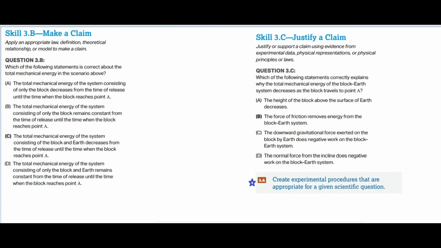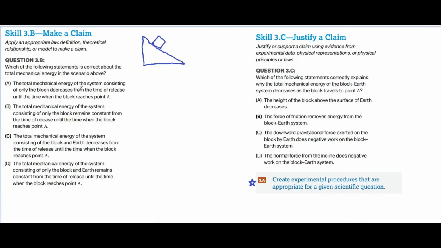So it says, which of the following statements is correct about the total mechanical energy in the scenario above? So we still have our ramp and our block, and then in addition to that, we have the Earth involved in the system, or else we wouldn't have any gravitational potential energy. And then we had some friction going on caused by the ramp that causes some thermal energy. So let's go ahead and take a look at our choices and see what we got going on here.